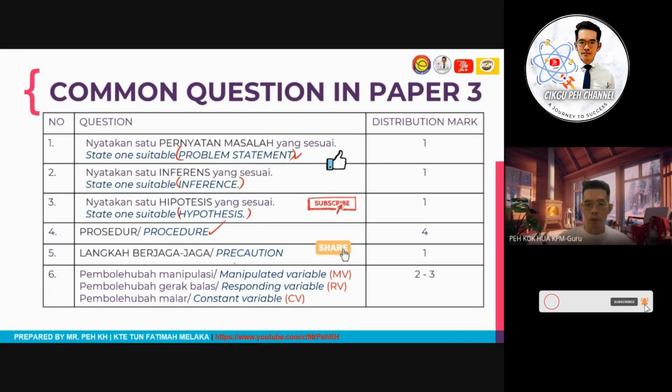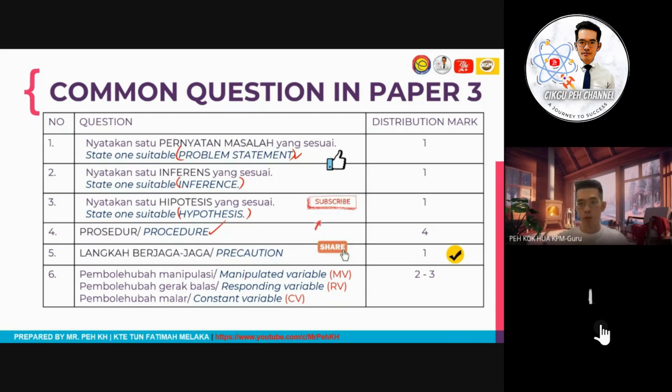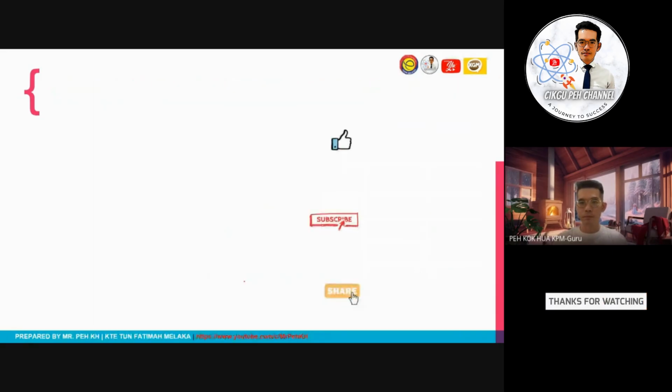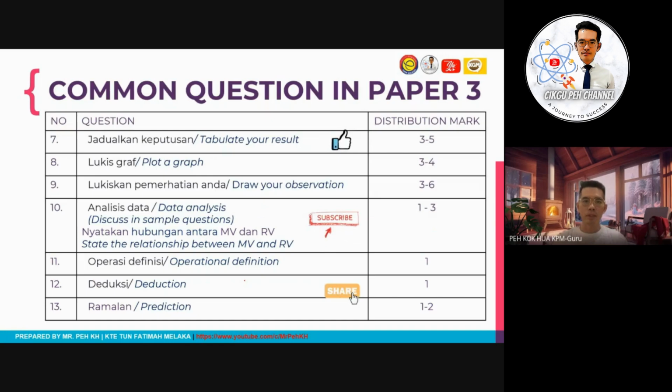Then the next here will be the precaution of the experiment and the variables related to the experiment. In this video, I am going to discuss how to write the precaution for this type of experiment. The next common question here will be tabulate your result. This is a common question that asks the student to tabulate. So what are the important tips you need to know to get full marks for your tabulation? Today I'm going to teach you.